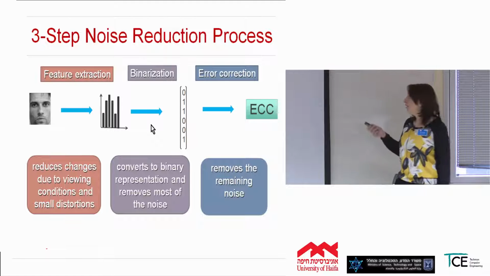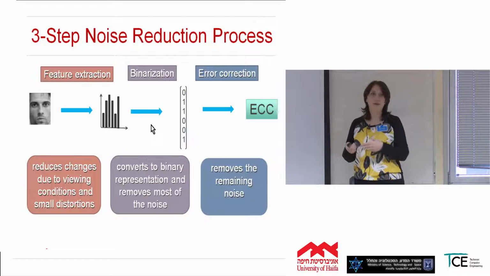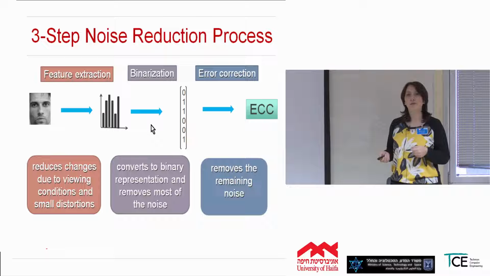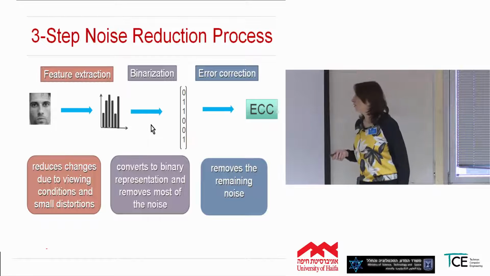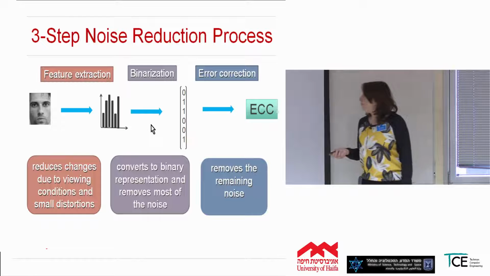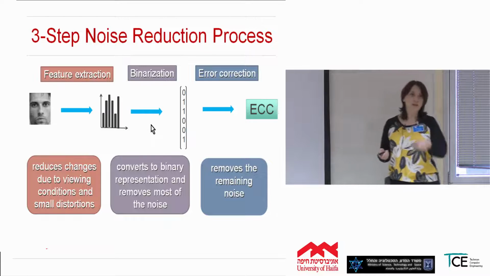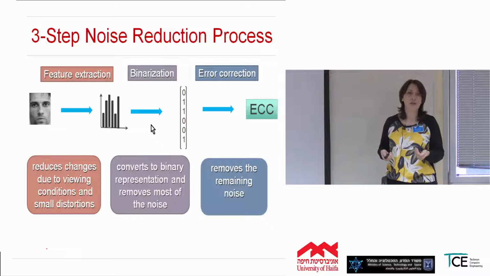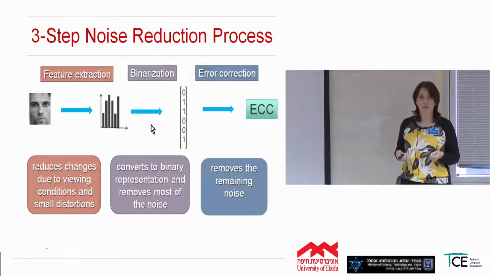To reduce this noise that I was talking about, there is a 3-step noise reduction process. The first one is feature extraction. We go from pixels to biometric features. We aggregate them in some way and remove the differences that come from viewing conditions and some distortions in the face. Then we end up with a vector which has some length, and those are real numbers. And they're not exactly the same if we take two images of the same person.